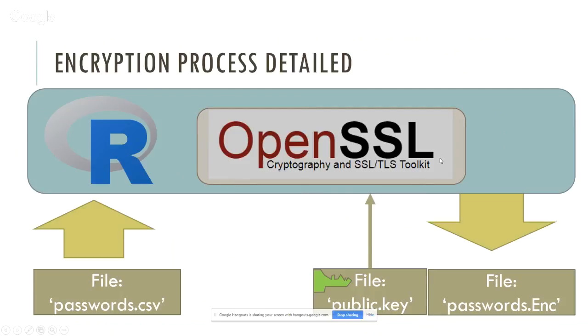to R, internally, and in our algorithm, we will be using the OpenSSL cryptography toolkit, which will get the public key and process this information together with this key and retrieve us some encrypted information, which we'll write persistently as some file object, which we can send, store, and so on.